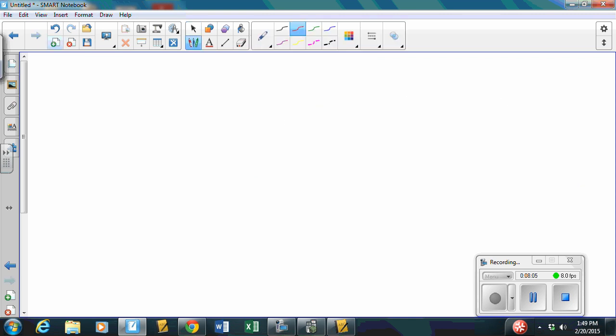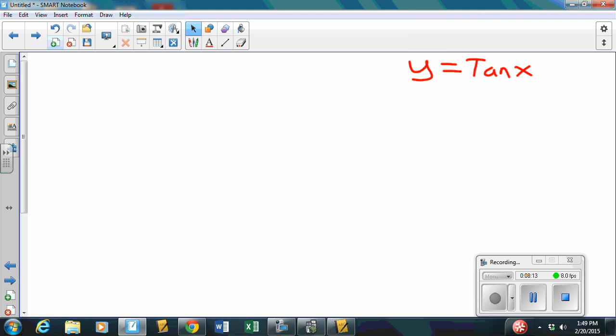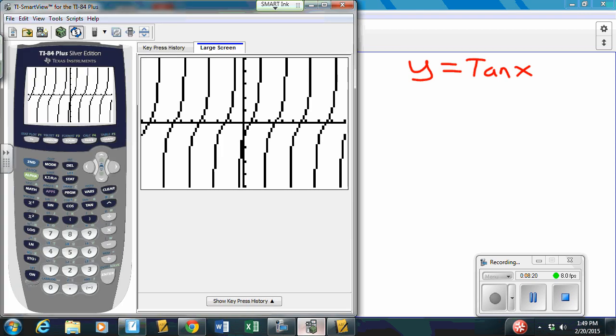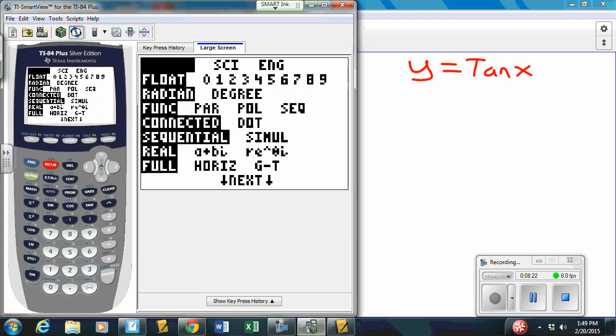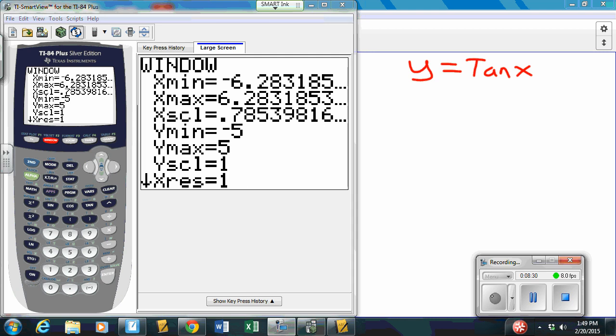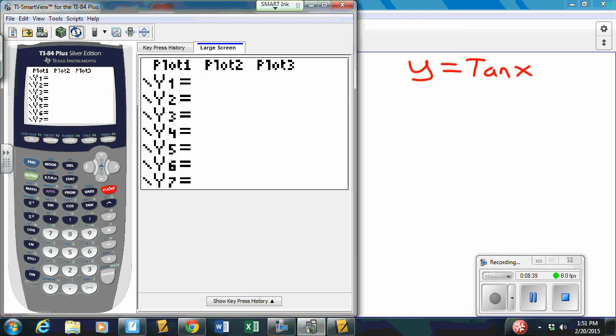Now, we want to talk about this right here. Y equals tangent of x. The function y equals tangent of x. So everybody take out a calculator, and make sure you have this window in your calculator. That's the window right there. Okay, so now we are going to graph y equals tangent of x.